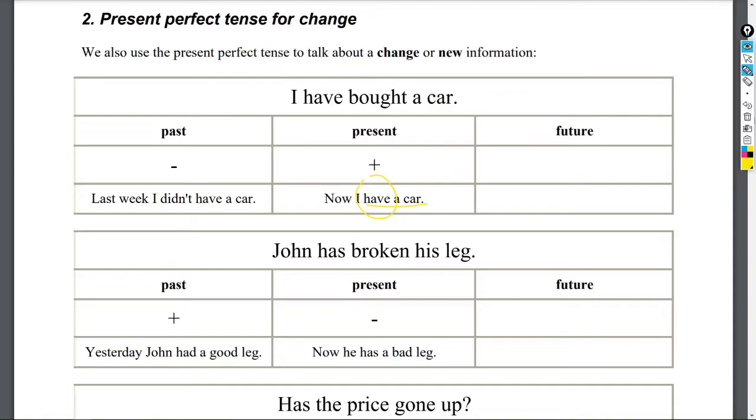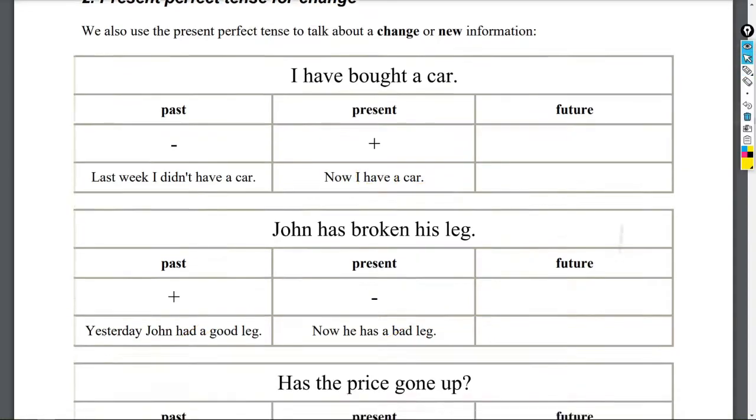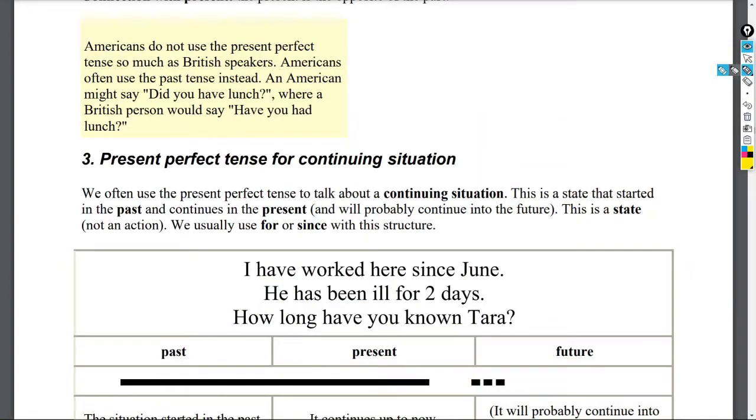Now let us see, yesterday John had a good leg. After that, what happened? He met with an accident, and after the accident, his leg is broken. Now he has a bad leg, a broken leg. So this question of change is also initiated by the past. Therefore, let us continue now. There you go. Let us see the difference between the American speaker and the British speaker in the use of the present perfect tense. Let us see.